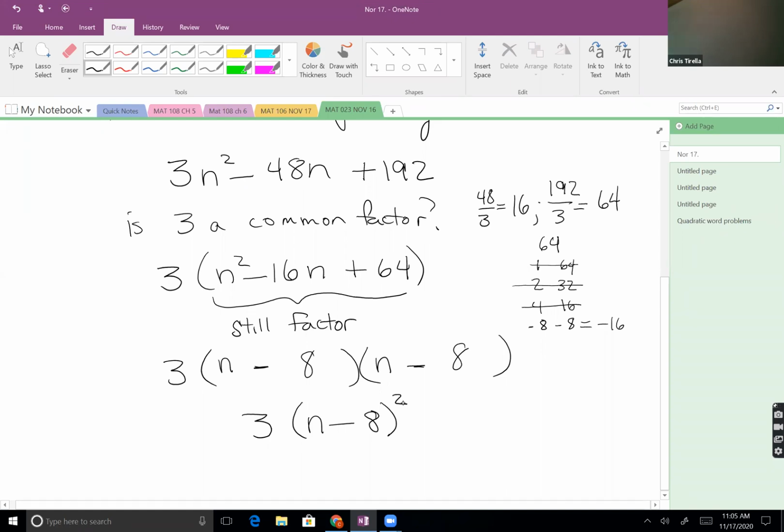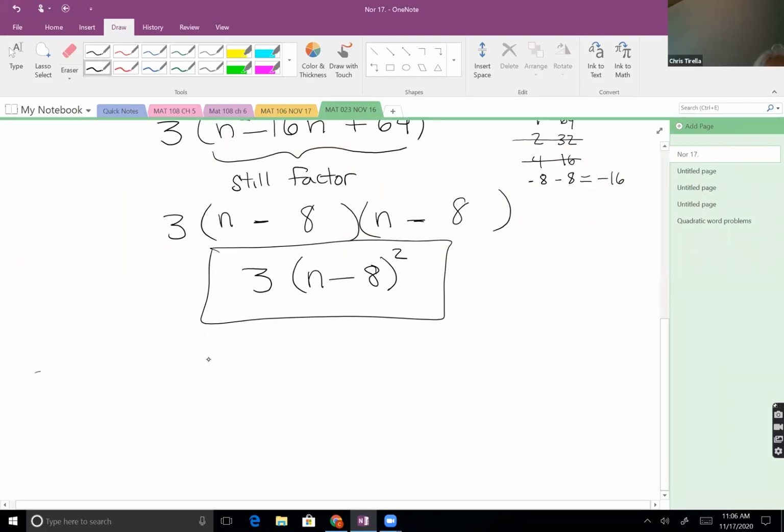Thoughts? How's that one look? When we enter that in the computer for the answers in the homework, should I just be entering n minus 8 squared? No, you have to enter the entire thing. You need to put that factor of 3 in front. Because if the factor of 3 isn't in front, it will not equal your original problem. You always want to make sure that you equal that original problem. Okay.